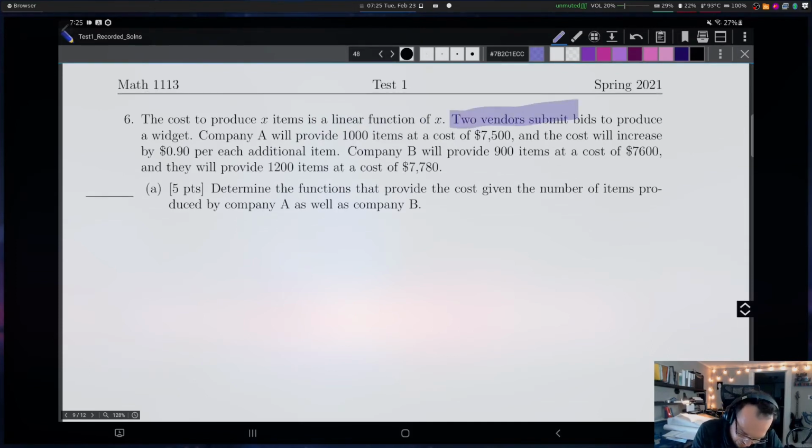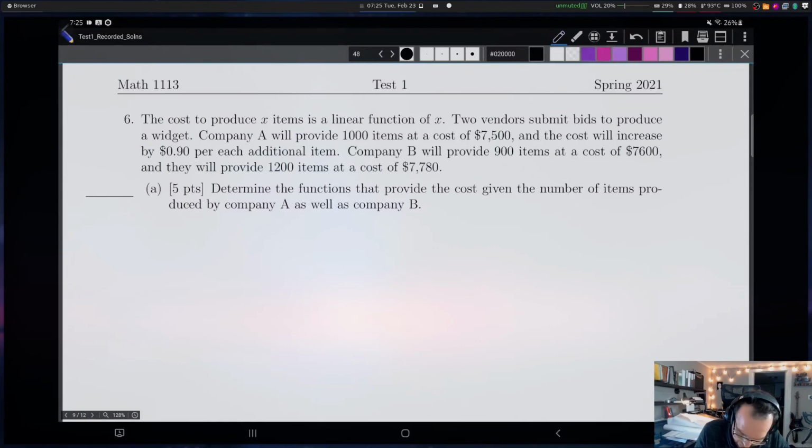Okay, so we have two vendors submitting bids to produce this widget, and we see that company A will provide 1,000 items at a cost of $7,500, and the cost will increase by 90 cents per each additional item. And then for company B, we see that they provide 900 items at a cost of $7,600, and they'll provide 1,200 items at a cost of $7,780.